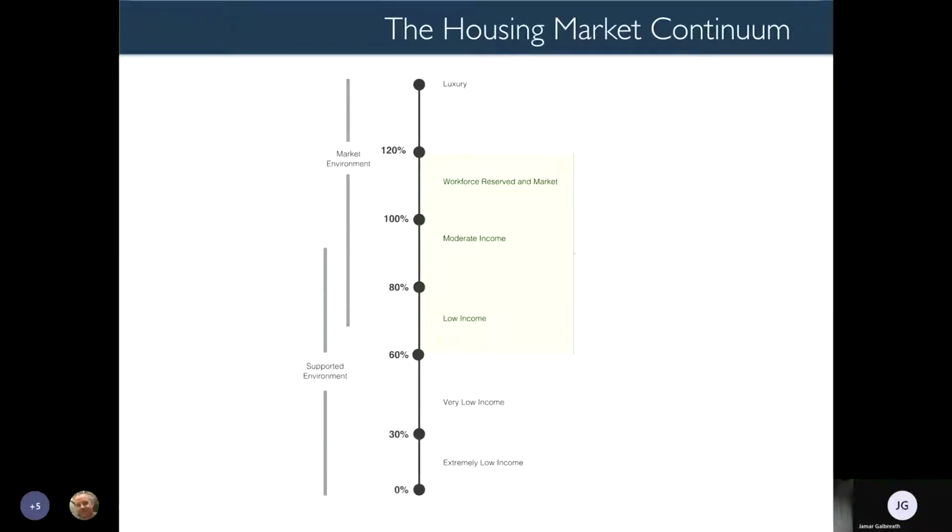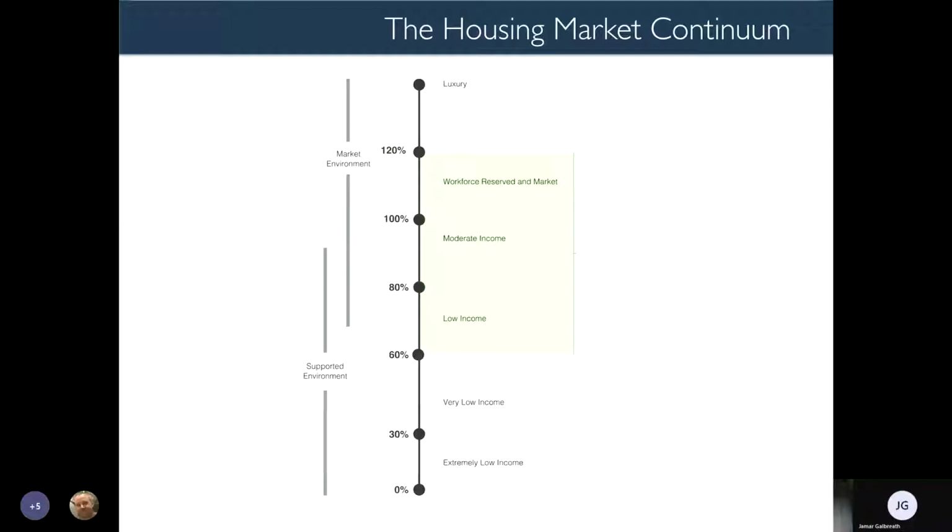So first of all, we think of housing on a continuum, and what we're representing here in this graphic is that we need housing that meets the needs of everybody from extremely low income, 0 to 30% of median family or area median income, all the way on up to luxury housing, because we do have needs at each and every one of these price points.